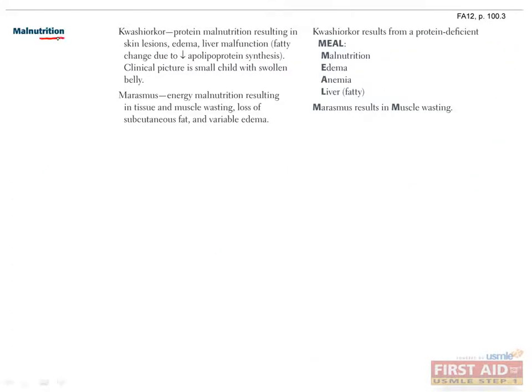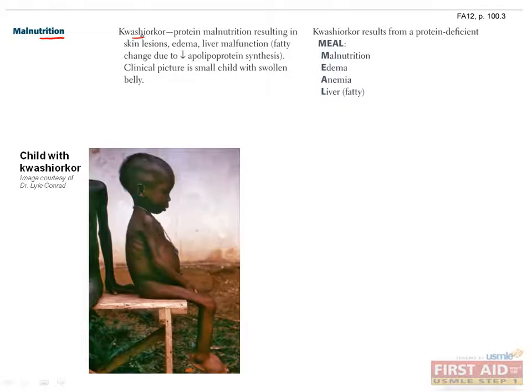Now we'll briefly go over malnutrition. Kwashiorkor is a state of specifically protein malnutrition, which manifests as skin lesions, edema, anemia, and liver malfunction with fatty change. Protein deficiency can cause edema because proteins such as albumin maintain the oncotic pressure of the vasculature, without which blood can leak out into the surrounding tissues, which is edema.